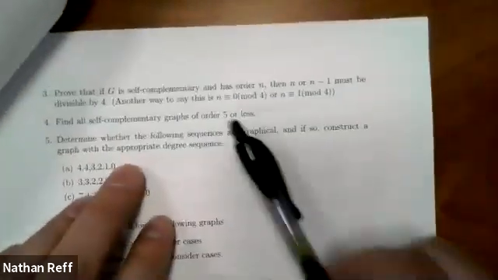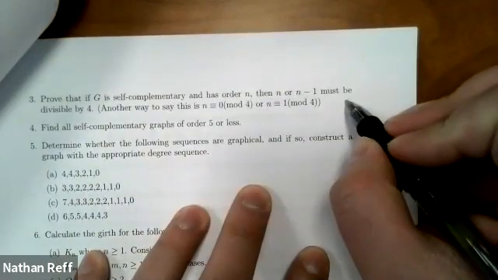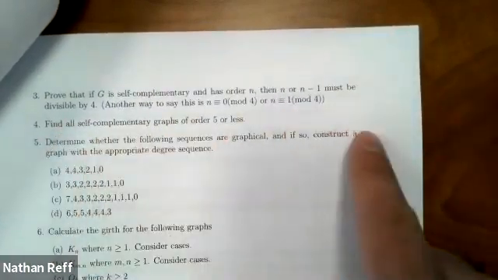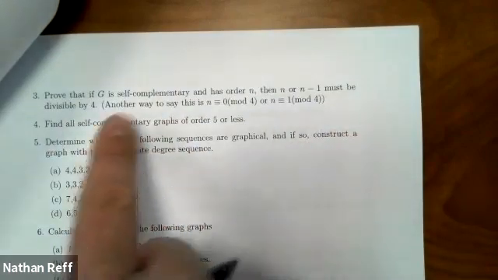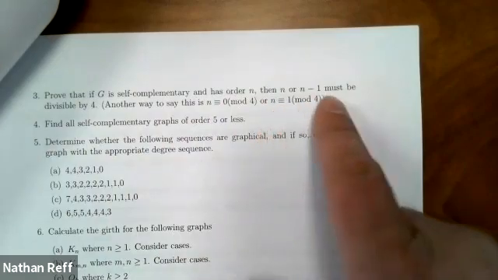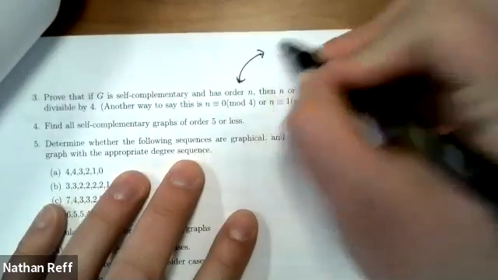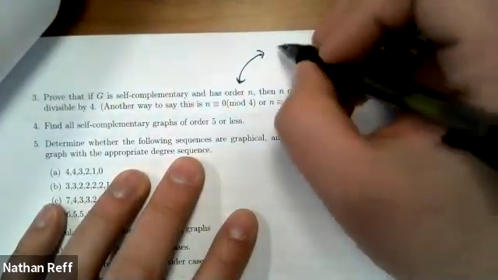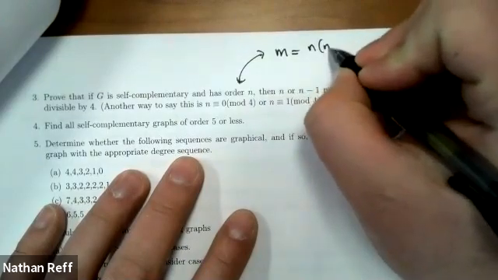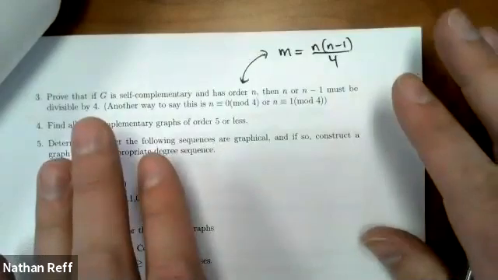One thing that we worked on together, do you remember, for number 3: prove that if G is self-complementary, then either n or n minus 1 must be divisible by 4. We did all this work together to get to the point where the number of edges would be n times n minus 1 over 4, right? We did all this together. Are we okay with that?